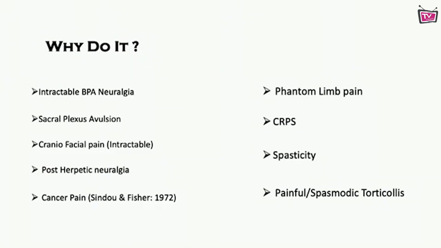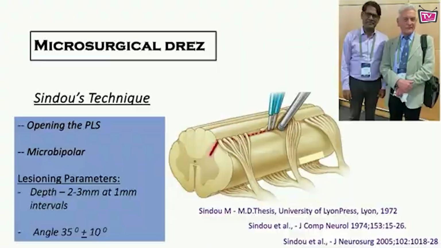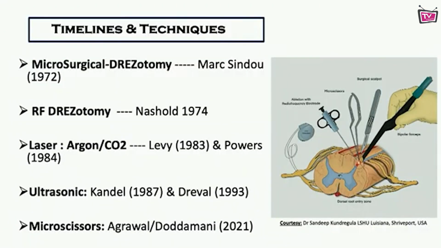So it is mainly for the intractable brachial plexus avulsion injuries. This is one of the best indications, the other indications being sacral plexus avulsion and craniofacial pain. Dr. Girish in the morning had talked about nucleus caudalis lesioning, which is similar to the DREZotomy, and post-herpetic neuralgia. DREZotomy is even done for spasticity and takes care of phantom limb pain. So there are various indications.